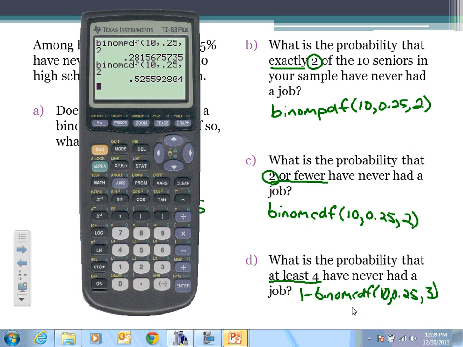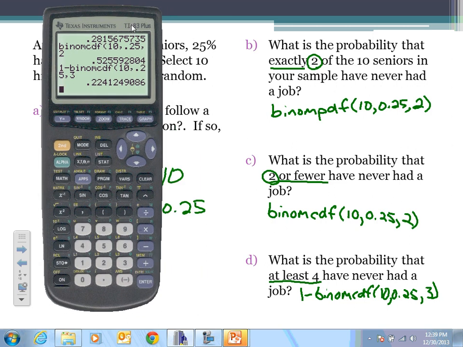And we can type this into our graphing calculator as well. So we'll go 1 minus, in the distribution menu, we'll choose the binomial CDF, 10, 0.25, and 3. And there's our probability, right at approximately 22%. Okay? So this is the big part that we want you to take from this video, this ability to identify whether it's a PDF or a CDF and set that up correctly. And this is what we work on here in the next few days in class.